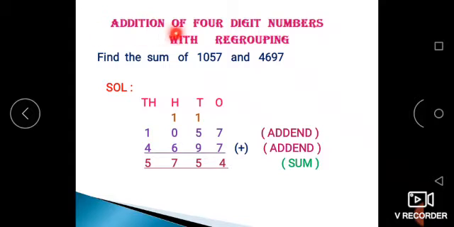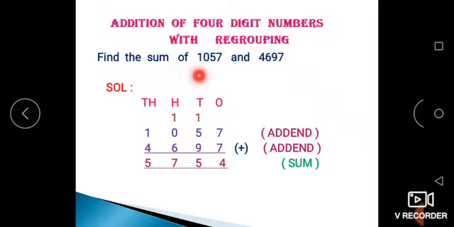Okay. Addition of 4-digit numbers with regrouping. The sum of two digits in the place value column that is greater than 9 is called addition with regrouping. Okay, I will give an example sum for addition with regrouping.